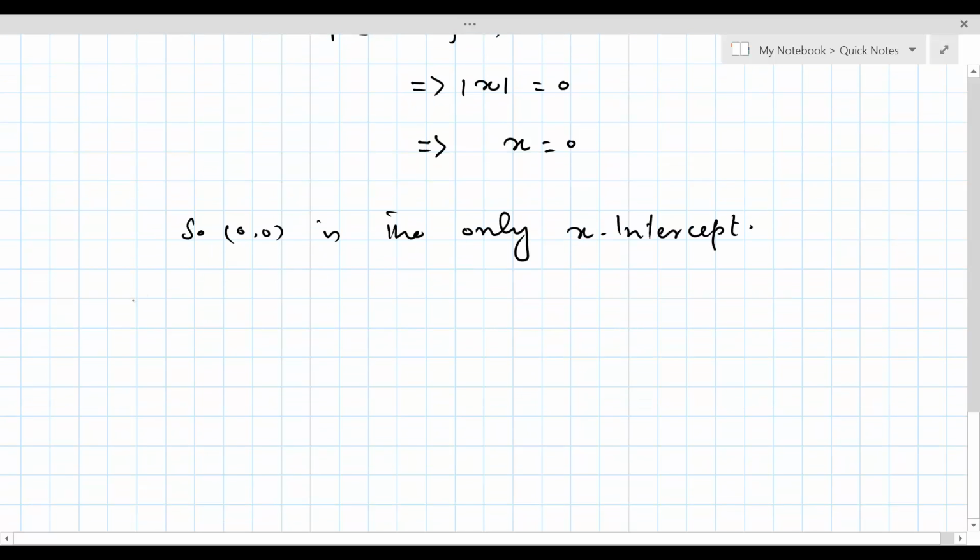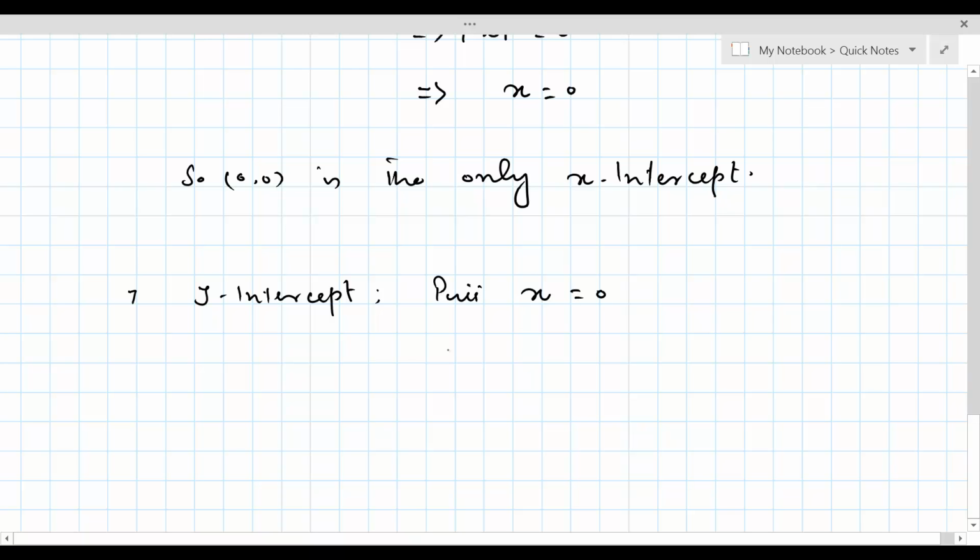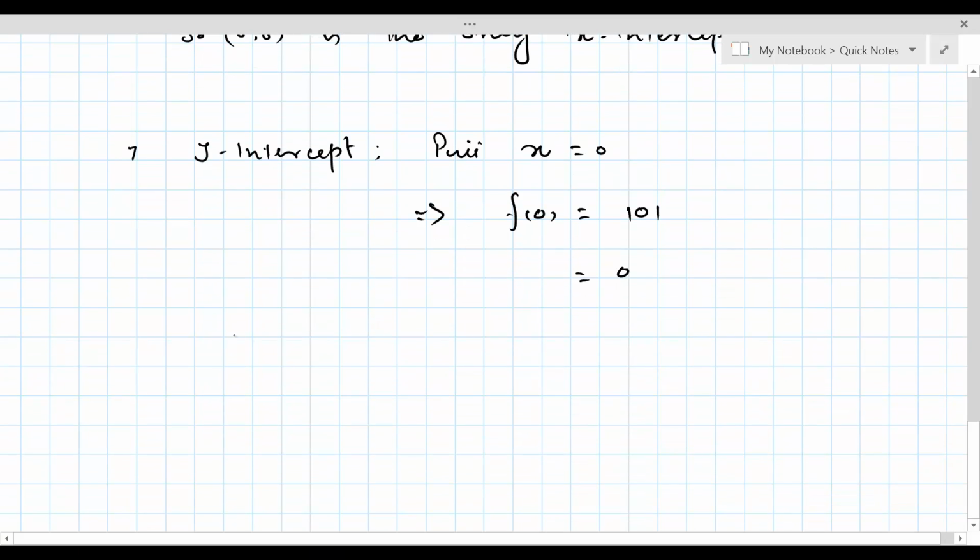And similarly for number 7, the y-intercept. For the y-intercept we put x equal to 0. This gives f of 0 equal to 0 mod, which is equal to 0. So again, the y-intercept is 0 as well. So 0, 0 is the y-intercept.